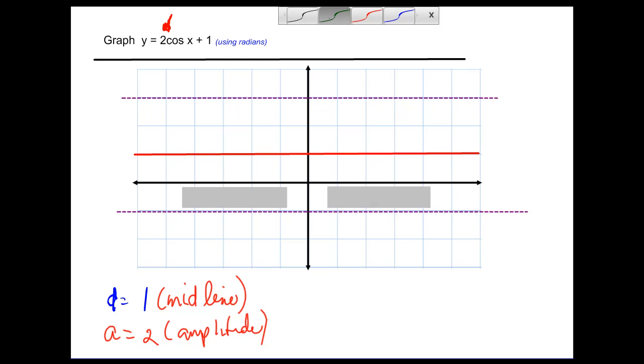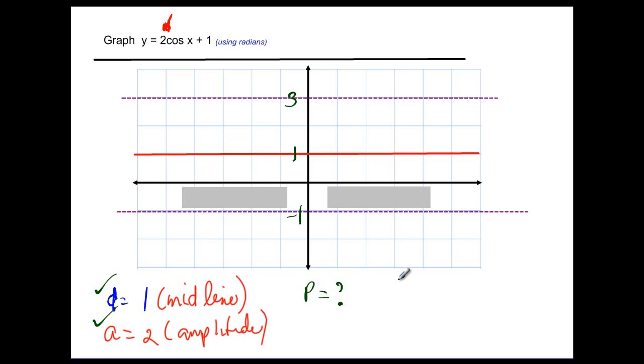And then I'm going to go back and I'm going to label. So this was at 1, this is at 3, and this is at -1. Again, amplitude is the distance from the midline to the max, or the distance from the midline to the min. So D and A are usually the first two things that we pull out. Then the next thing is to locate or find the period.